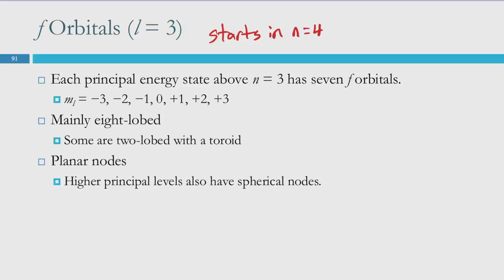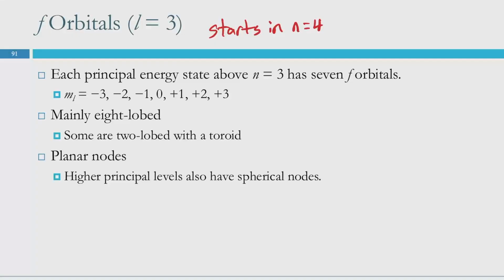And these are other orbitals, right? So for s, we had 1. For p, we had 3. The next odd number for l equals 2. For our d's, we had 5 orbitals. And now we're jumping up, we've got 7 orbitals. So they increase in odd number increments. And they go from -3 to +3. And these are mainly 8-lobed.